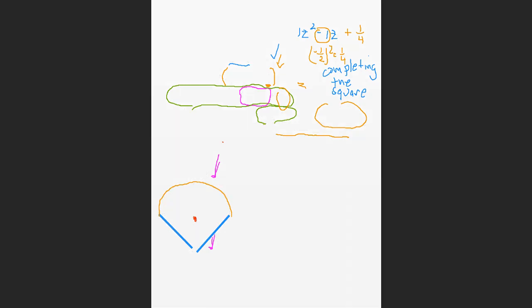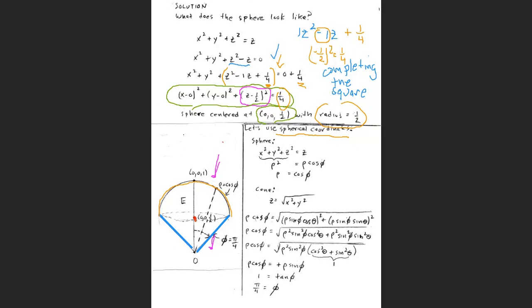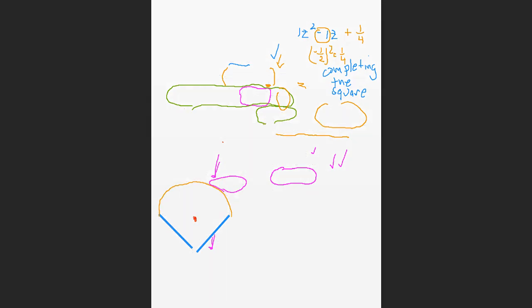So what I do is x squared plus y squared plus z squared equals z. Well, x squared plus y squared plus z squared equals rho squared, according to spherical coordinates. And z is rho cosine phi. So therefore, rho squared equals rho cosine phi. And if I divide by rho, we're assuming rho is positive, rho would equal cosine phi. And that's the surface above.